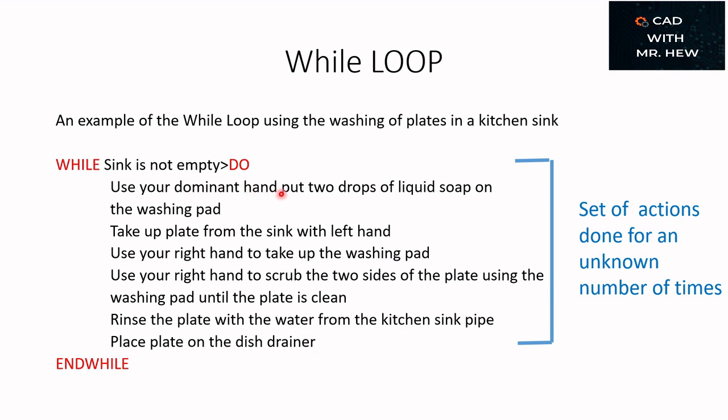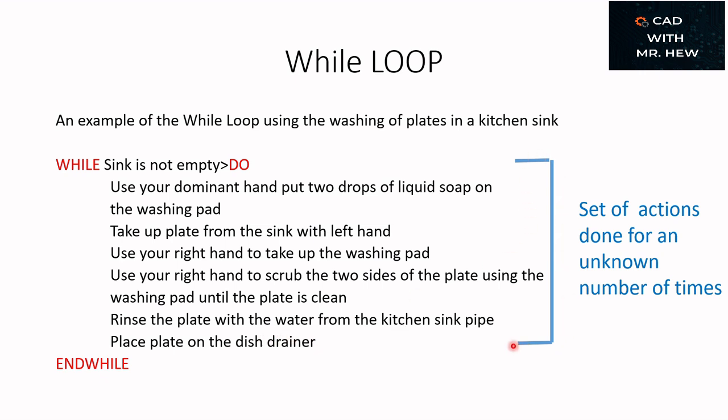So use your dominant hand to put 2 drops of liquid soap on the washing pad. Take the plate from the sink with your left hand. Use your right hand to take up the washing pad. Use your right hand to scrub the 2 sides of the plate using the washing pad until the plate is clean. Rinse the plate with water from the kitchen sink pipe. Place the plate in the dish drainer.